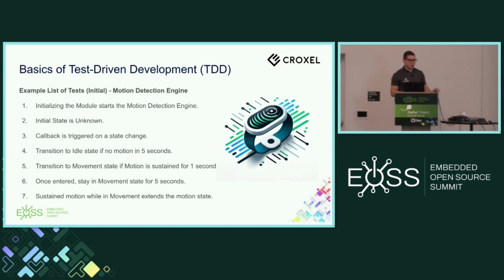This is an attempt to transfer those requirements into tests. Just pretty similar, but now you're thinking about code. So number one, initializing the module starts the motion detection engine. You just initialize it and you start detecting. The initial state is unknown. It's pretty much a transfer from the requirement.